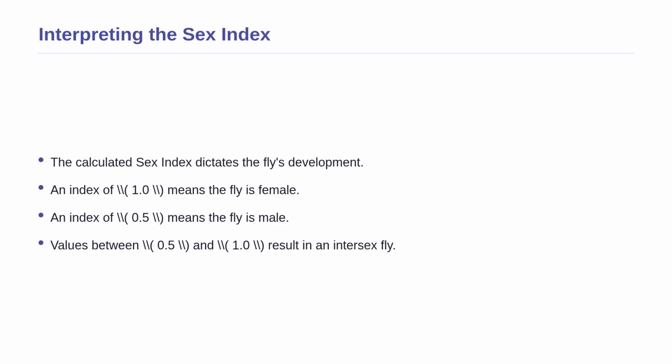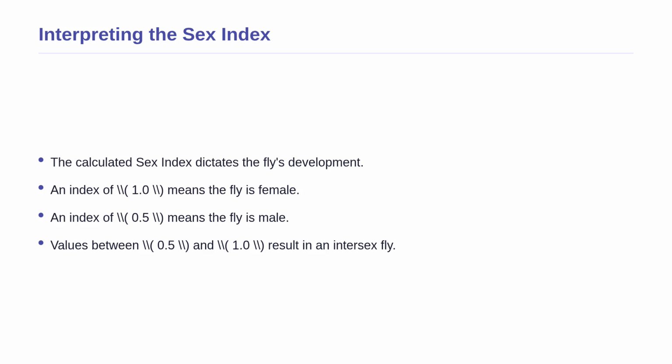Now that we have the formula for the sex index, we need to know how to read the results. The calculated value of S acts as a sliding scale for sexual development. According to established genetic rules, if the index is exactly 1.0, the fly will develop as a normal female. If the index is exactly 0.5, the fly will develop as a normal male.